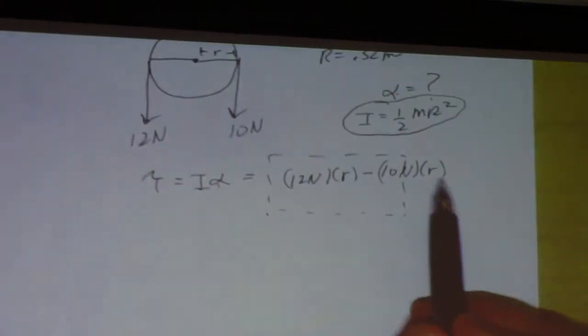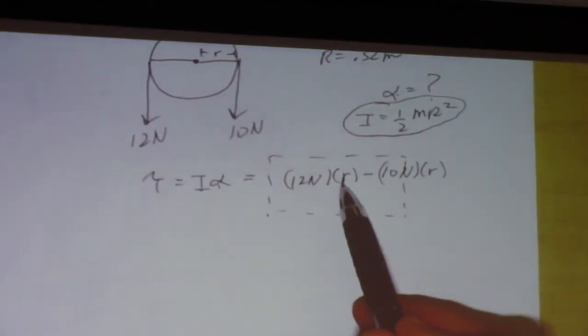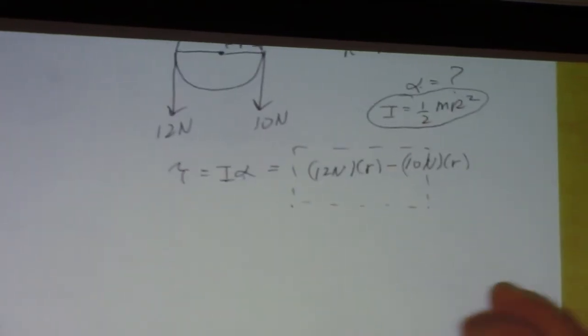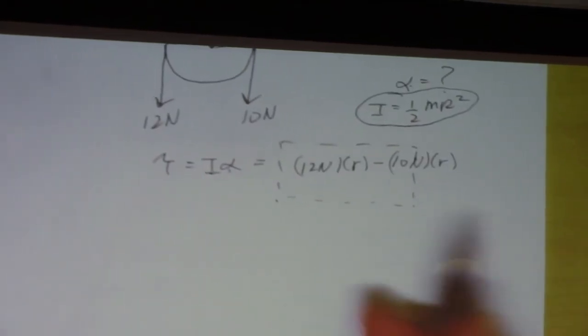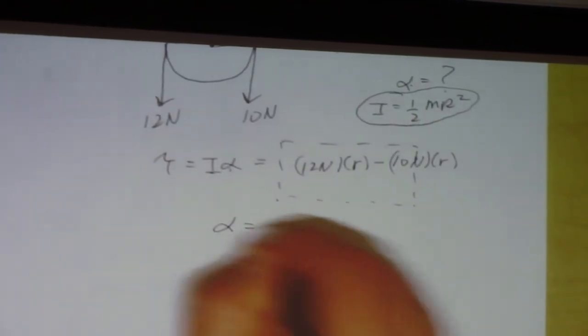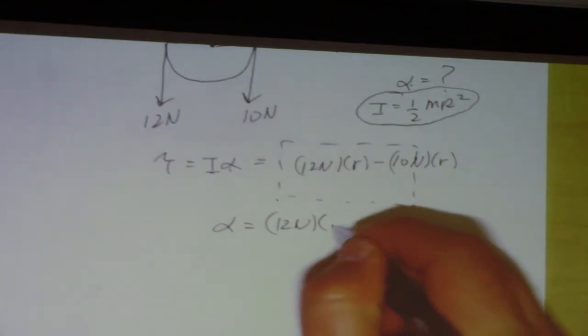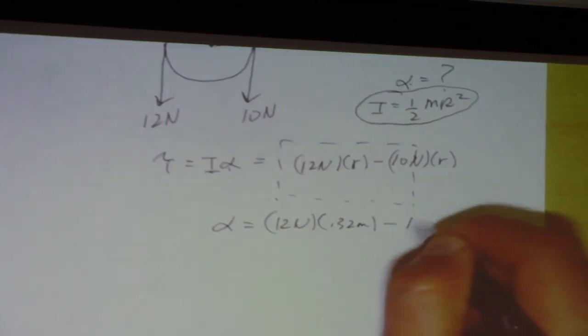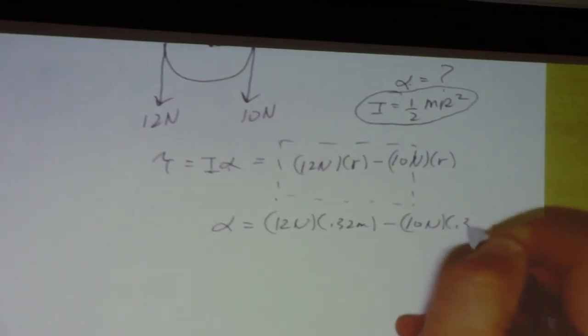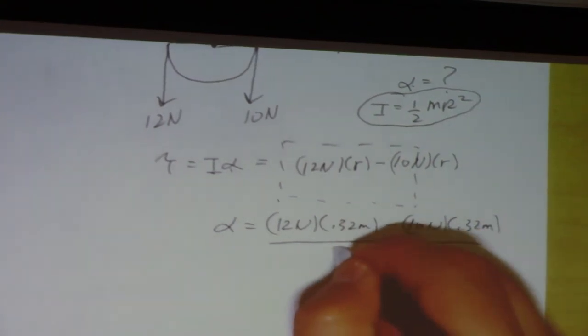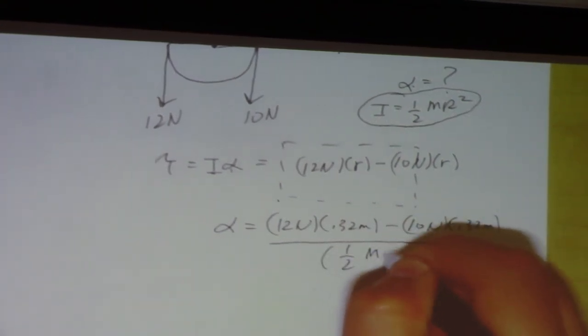The right-hand side over here, you actually know everything. 12 newtons, r is given in the problem. 10 newtons, r is also given in the problem. So putting it all together then, alpha turns out to be 12 newtons times 0.32 meters minus 10 newtons, same thing, 0.32 meters, and then divided by whatever this turns out to be, 1/2 mr squared.